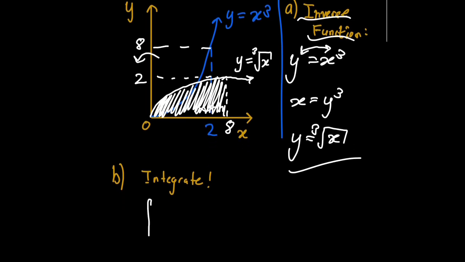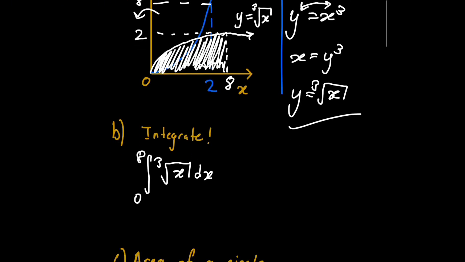So let's do that right now. Let's find the integral of this function. So we get the integral from 0 to 8 of the cube root of x dx. Okay, now one more thing I want to do is write this in algebraic form. So 0 to 8 of x to the power of 1 over 3 dx. Now what we can do is just use the power rule here, right?